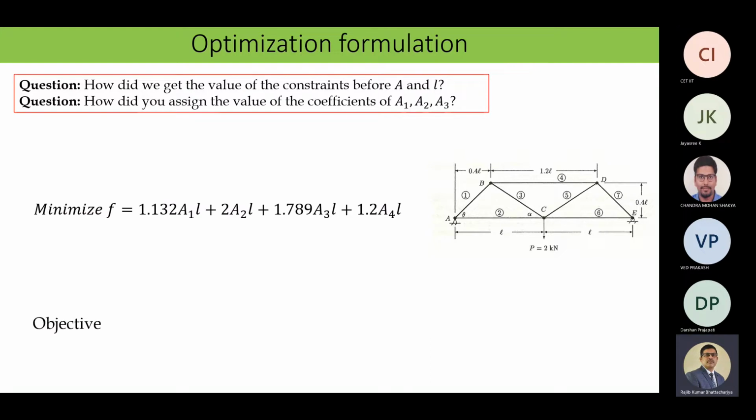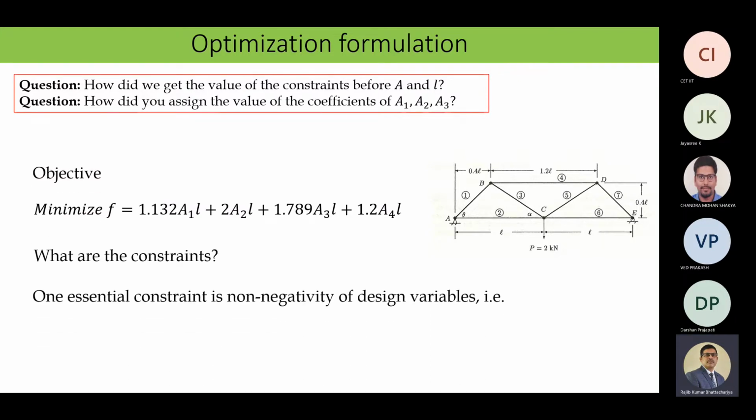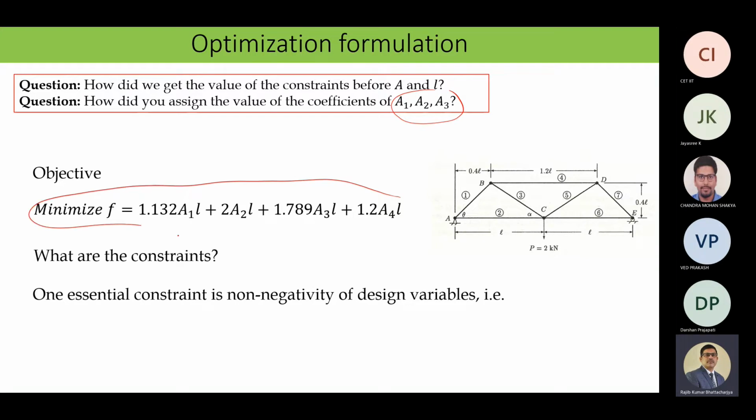And then in this particular question, there are some concerns. There are two questions. How did we get the value of the constraint before A and L? The question is that before knowing A and L, how will you calculate the constraint? Second, how did you assign the value of the coefficient? This is not a coefficient, this is actually a variable. I have discussed that here I would like to minimize the material cost. This is the objective function.